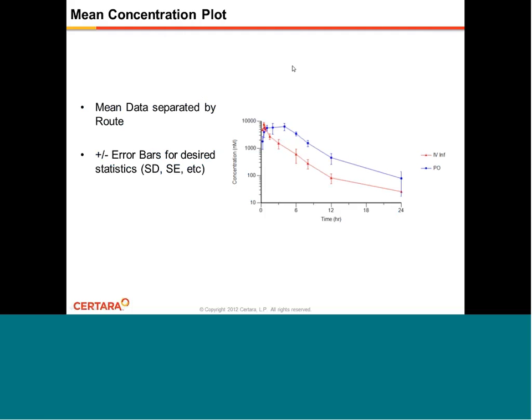The next output that's a part of the standard study is a mean concentration plot. So this is the average concentration at each time point, and it also has error bars for desired statistics. You can use standard deviation or standard error, for example, to construct these error bars.